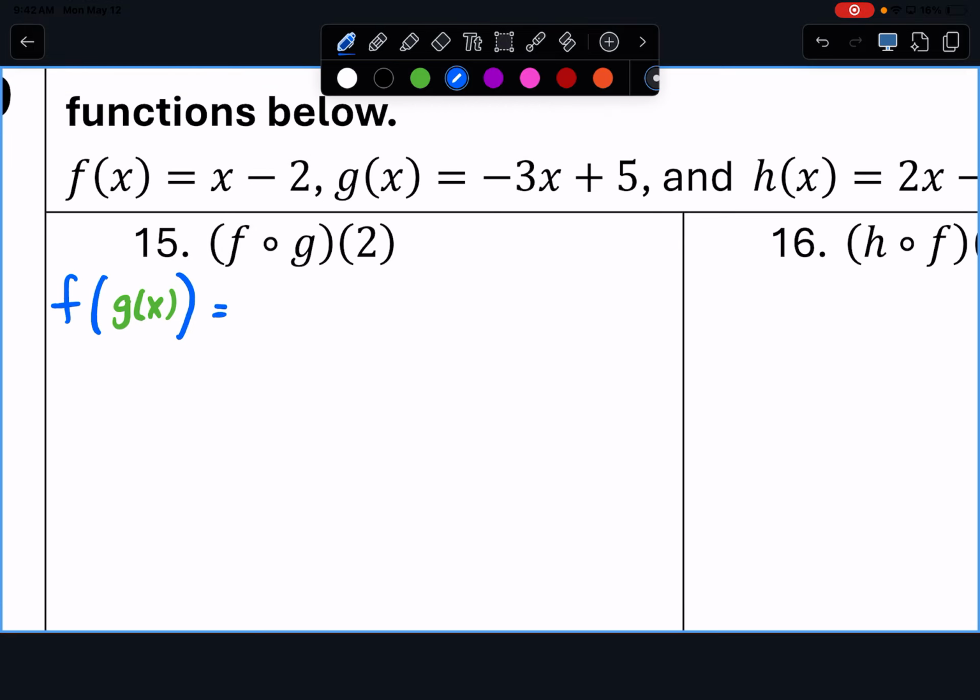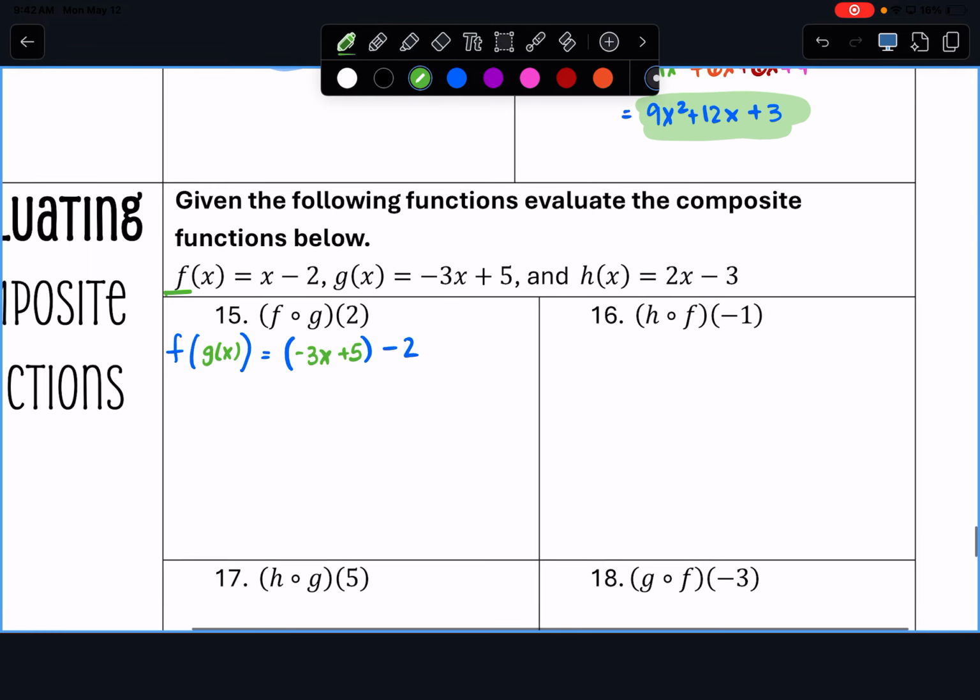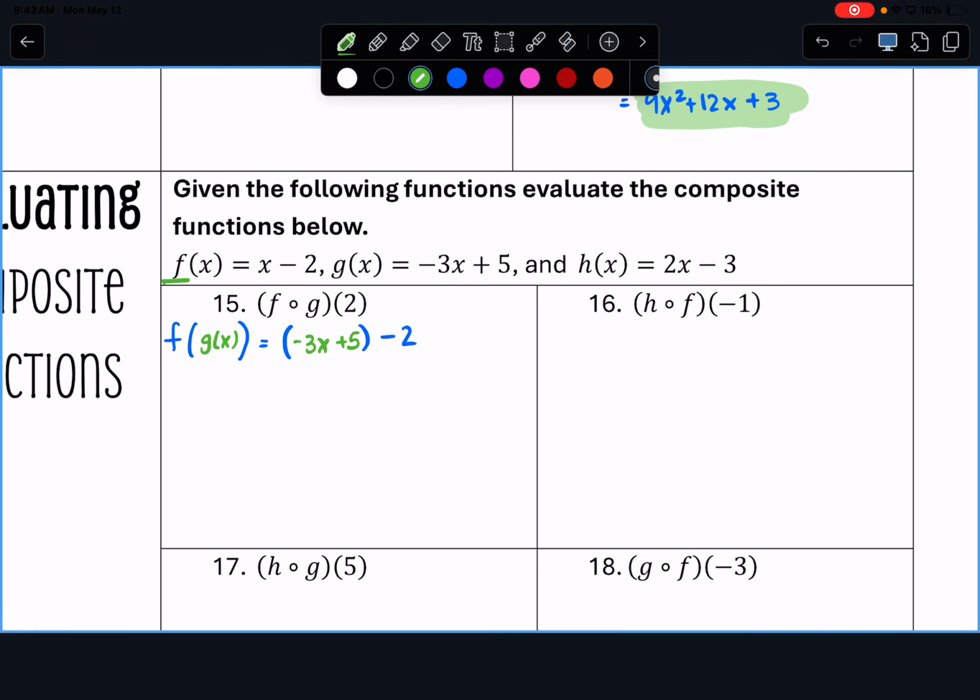So we're going to start with function f, which is x minus 2, and we're going to plug in g, which is negative 3x plus 5. Nope, it is a different equation now. Each section will have its own set of equations.